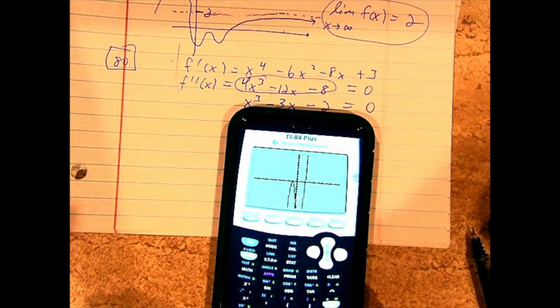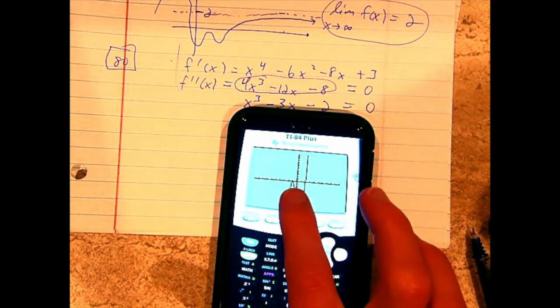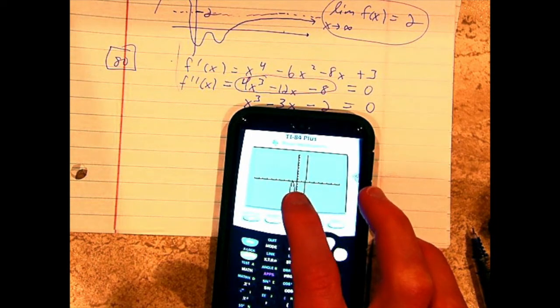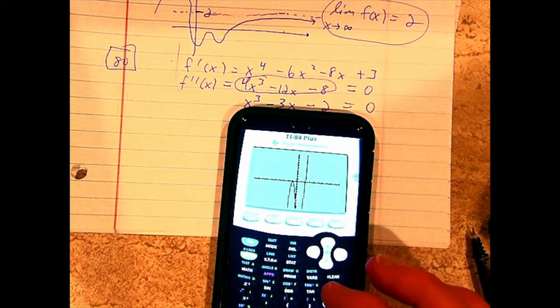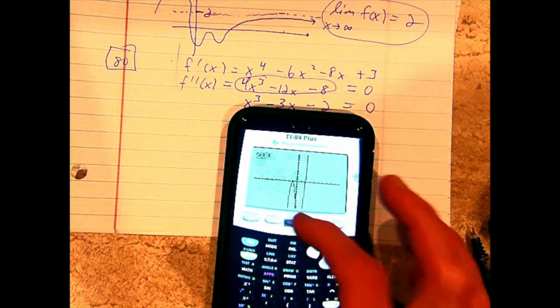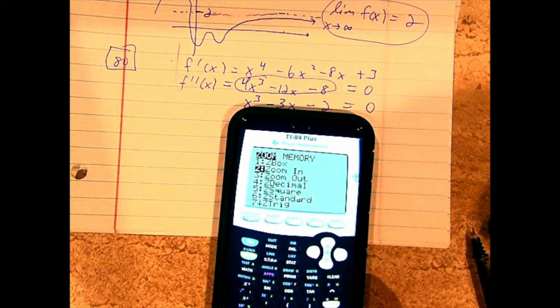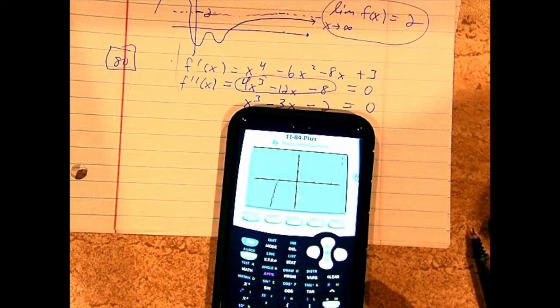Okay, so I can see that it looks like there could be some little point here where it's positive, or maybe it just nicks the x-axis there. It's not entirely clear. I think maybe I'll zoom in just to get a better picture.